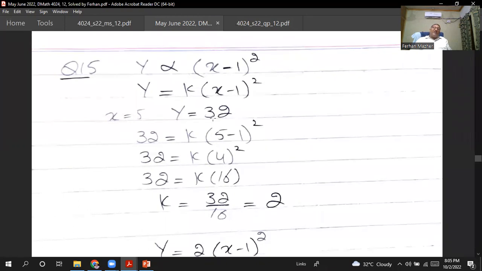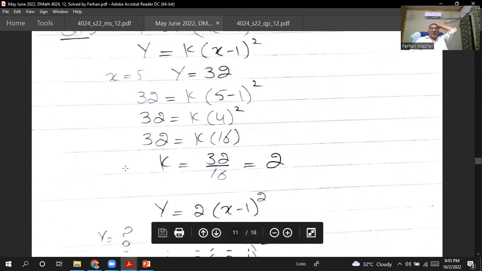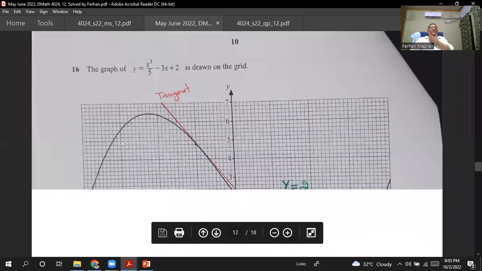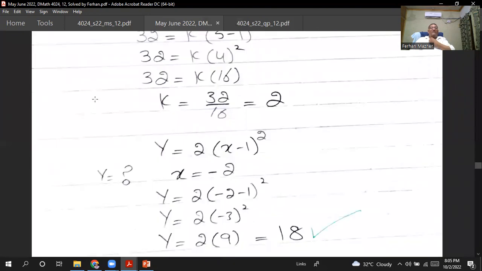He says x is equal to 5 and y is equal to 32. So 32 equals k times (5 minus 1) squared. This will be 32 equals k times 4 squared. So you will have 32 equals 16k. So k will be equal to 32 divided by 16, and the k value will be 2. So the formula will be y equals 2 times (x minus 1) squared.